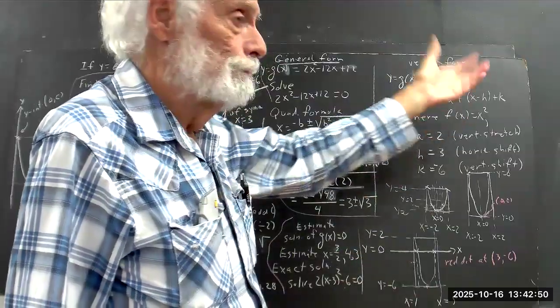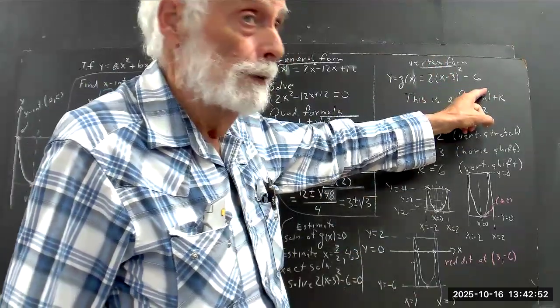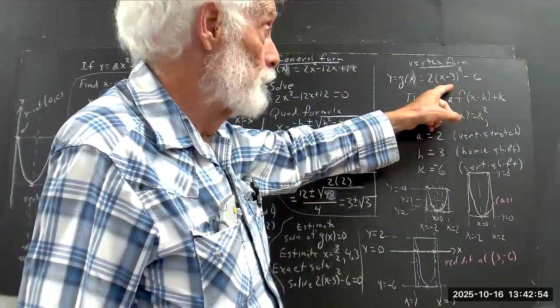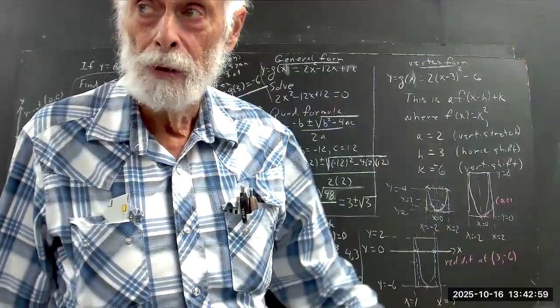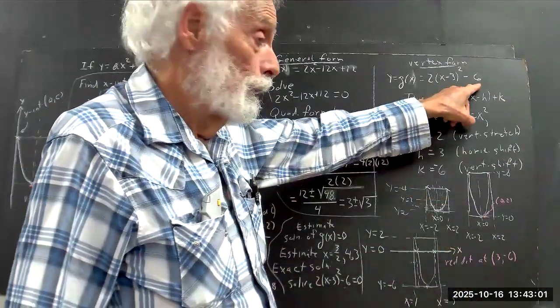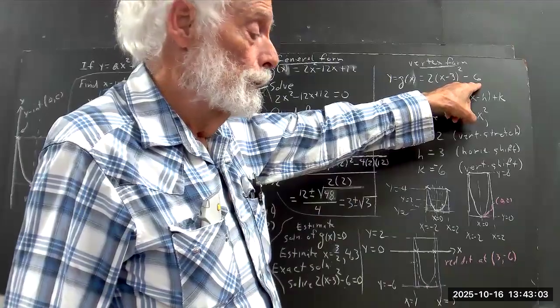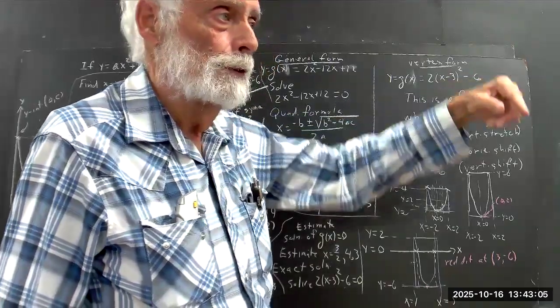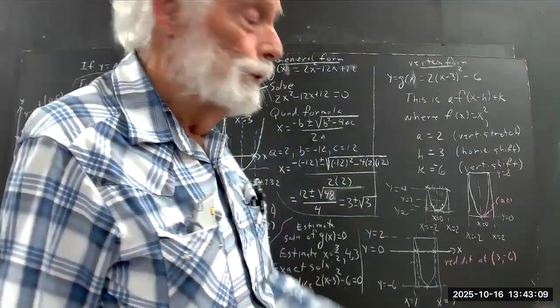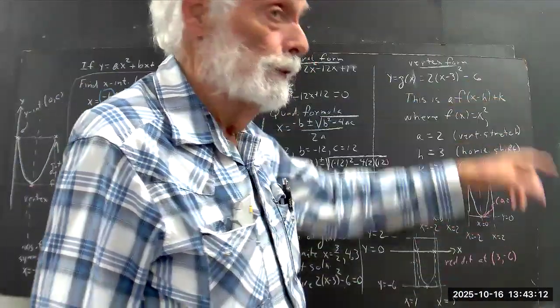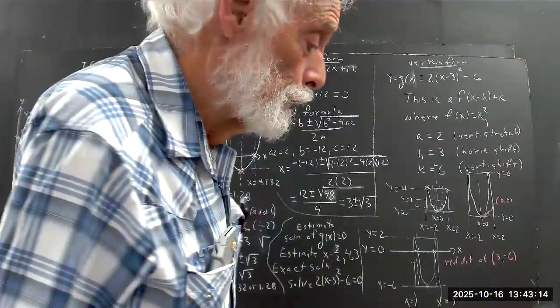The vertex is at (h, k), which is (3, -6). Your horizontal shift here would be 3. That's going to give you the x coordinate of the axis of symmetry. And the vertical shift is -6. They're shifting from y equals 0 down to y equals -6. So your vertex is at (3, -6). Okay, very easy to see.